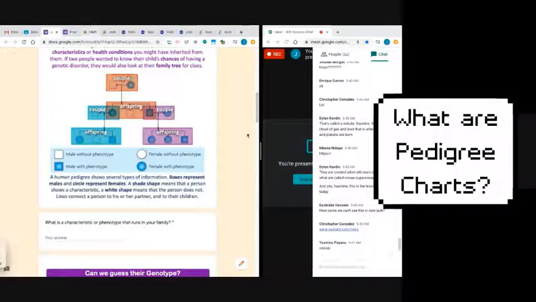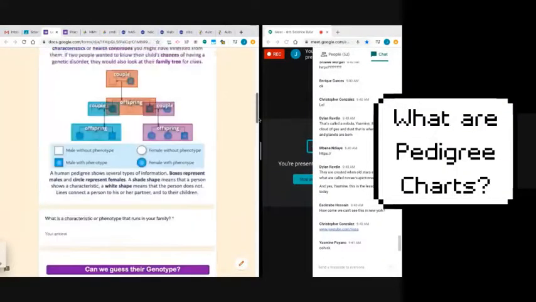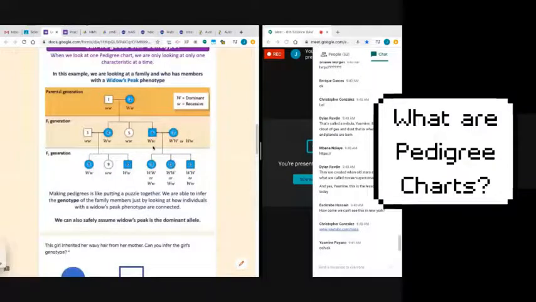But the only reason we talk about genotypes when we look at family trees is because we can guess what their genotype is based on their phenotype. Obviously, if you look at these children right here, we are not 100% sure if they're homozygous dominant or if they're heterozygous. So it's a wild guess, but what we're looking at in a pedigree tree is their phenotype, if they have the characteristic or not.